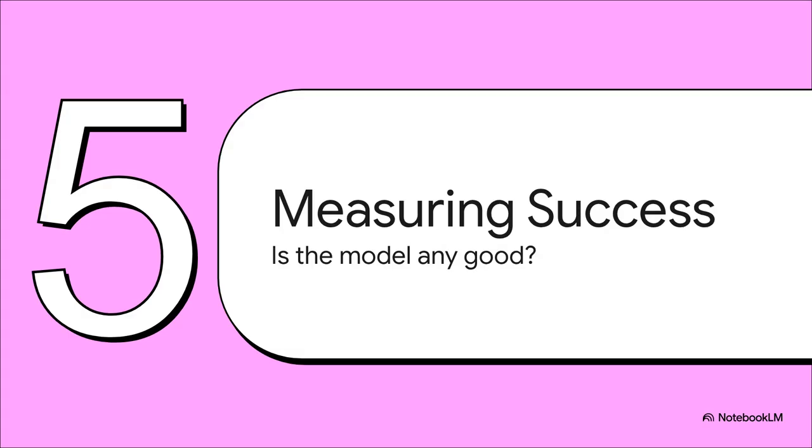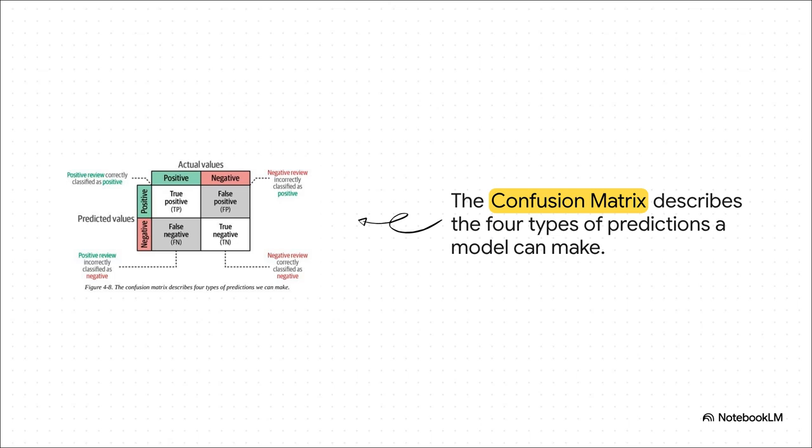So we have these two incredible approaches for sorting text. But once you've built one, how do you know if it's any good? How do you grade its homework? Well, it all starts with this chart, which has the slightly funny name of a confusion matrix. But don't let the name fool you, it's actually super simple. It's just a grid that shows you what the model got right and what it got wrong.